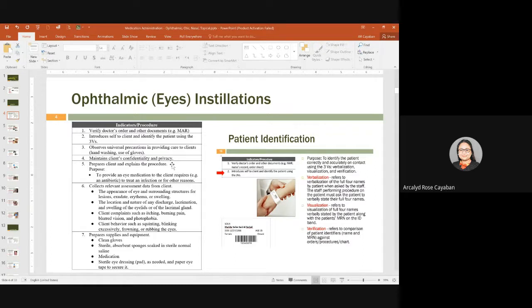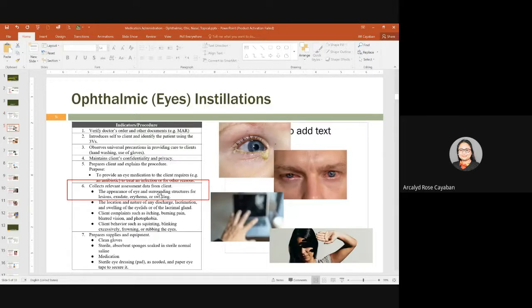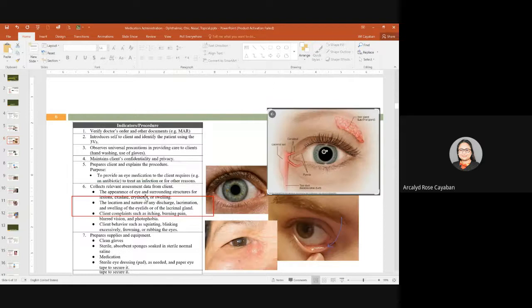Once the patient agrees, you have to now collect relevant assessment from the patient. As you see here in these pictures, you have to assess or evaluate the appearance of the eye and surrounding structures such as lesions, exudates. Exudates means discharges. Erythema means redness or swelling of the eyes. Also, we have to notice any discharges from the lacrimal area or swelling of the eyelids. What are the eyelids? This is the lower eyelid of the client, and this is the upper eyelid of the client.